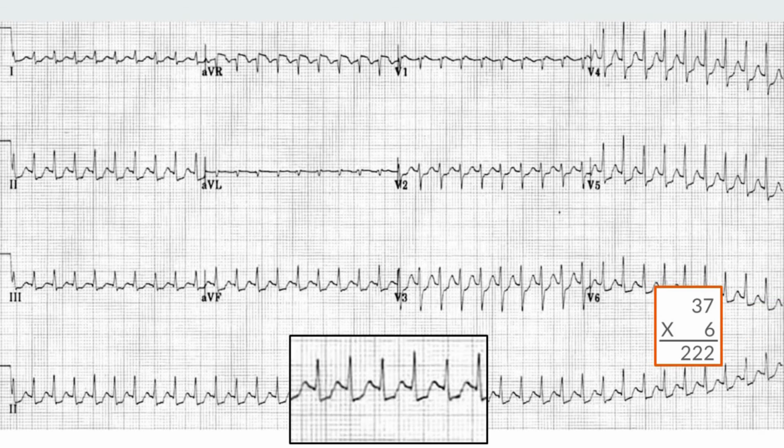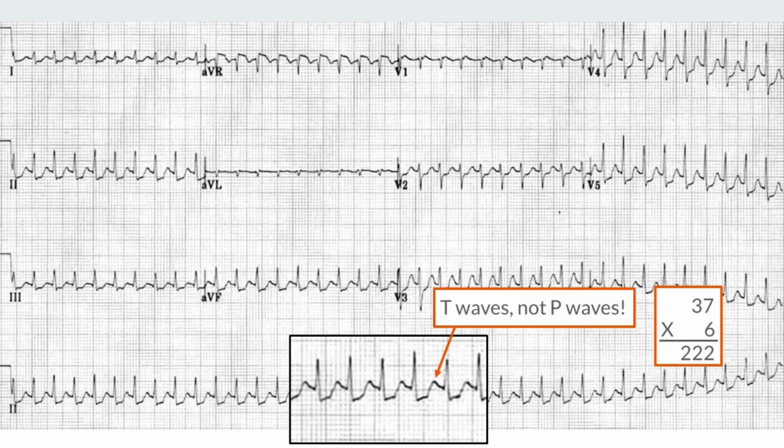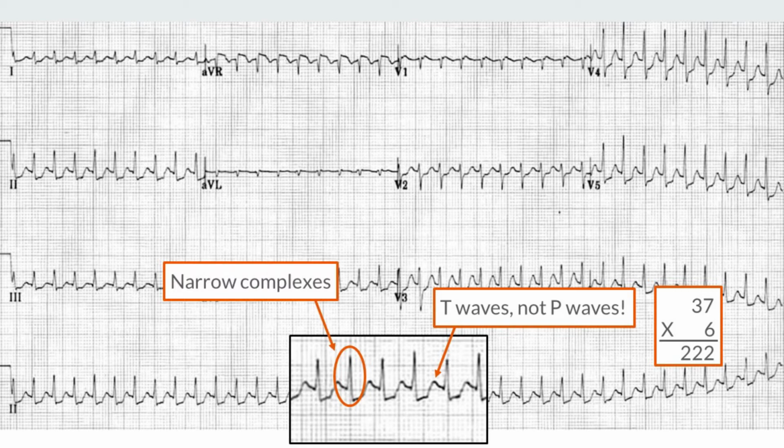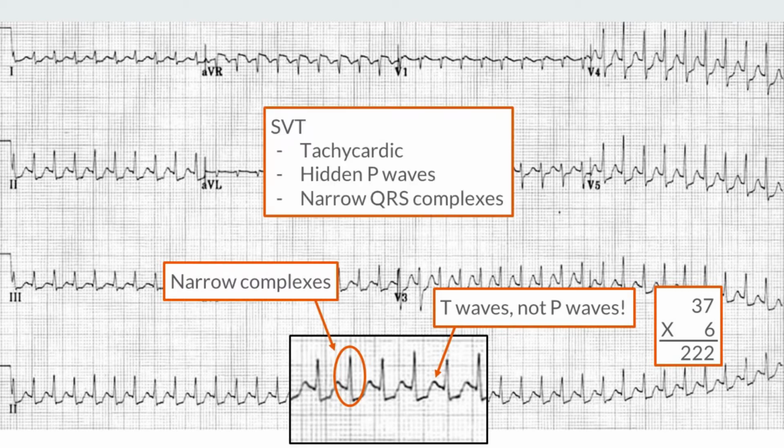Anyways, let's try to look for P waves on this thing. These may look like P waves, but they're actually T waves, meaning that the P waves are being buried by the QRS complexes. And when we check out the QRS complexes, they look skinny and pointy, making them narrow complexes. So based on our findings of tachycardia, hidden P waves, and narrow QRS complexes, this would be considered SVT.